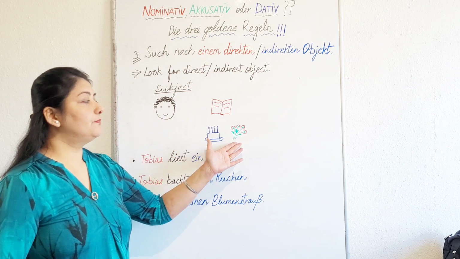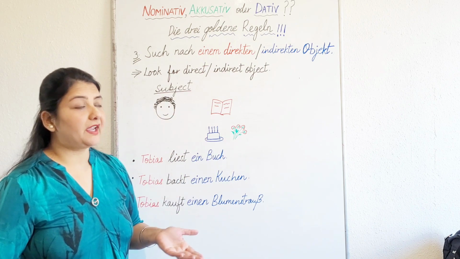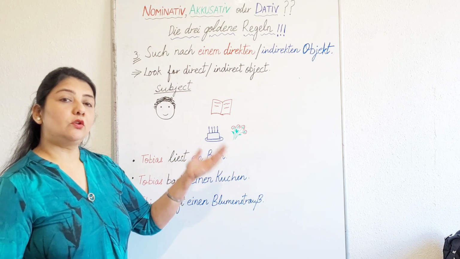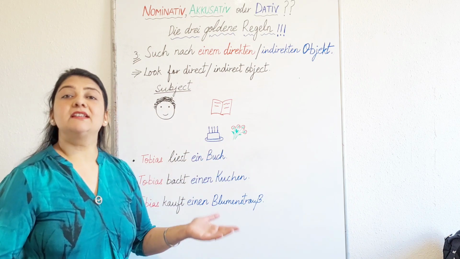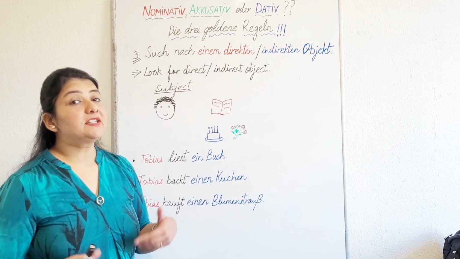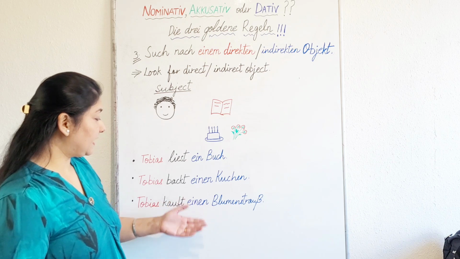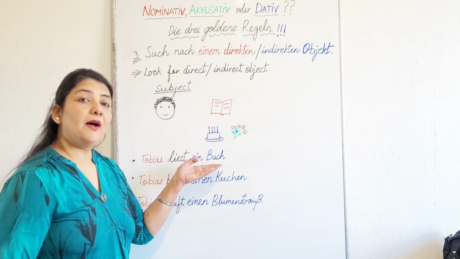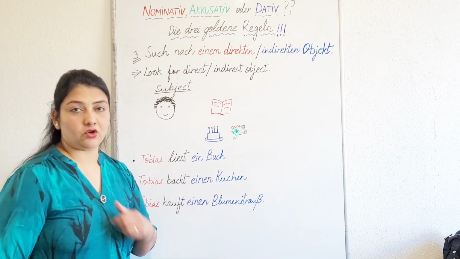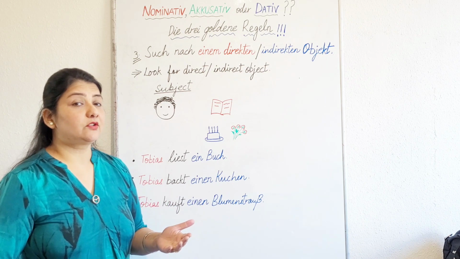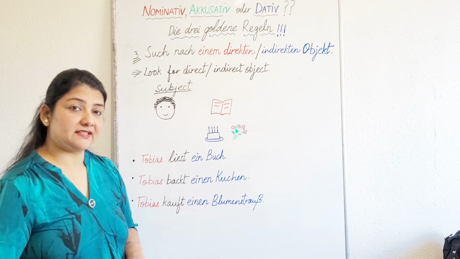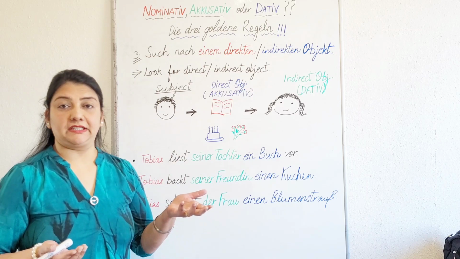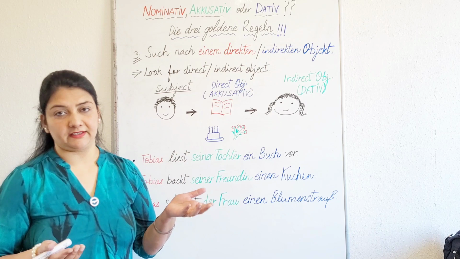So who is buying a bouquet? Tobias. What is Tobias buying? A bouquet. Yeah. So the answer to who is doing something is always the subject, and what is being done by the subject? What is being done? He's buying a bouquet. He's baking a cake. He's reading a book. So these are the direct objects. But it's not always that you are going to have just one object in a sentence. When we have a subject and just one object in a sentence, then this object is most of the times in accusative case.